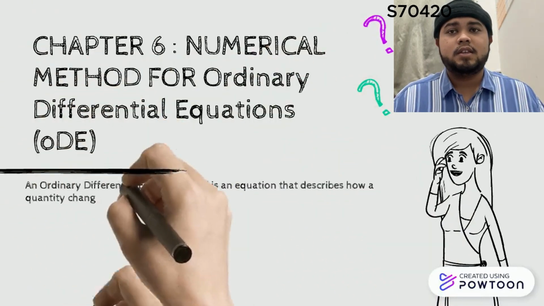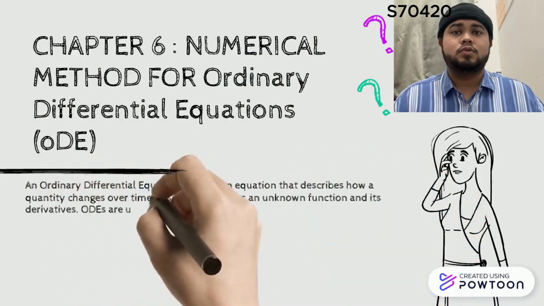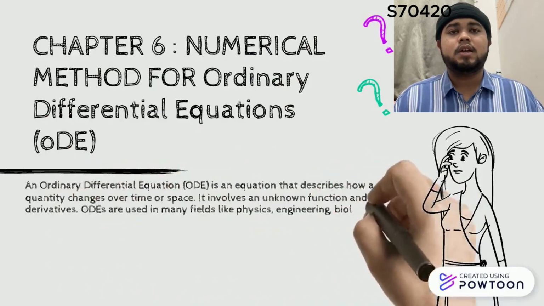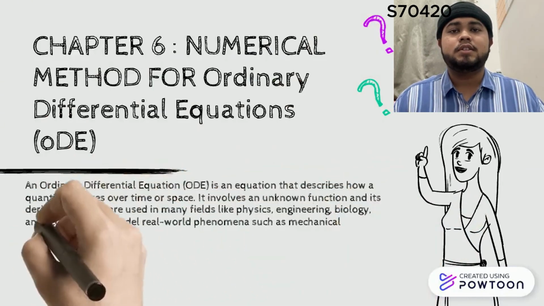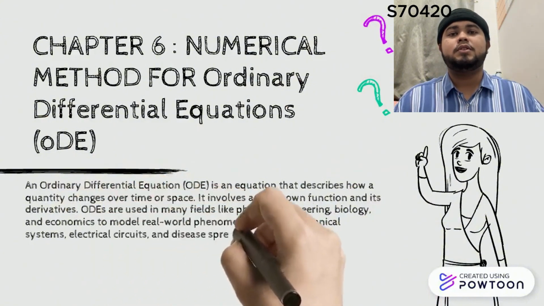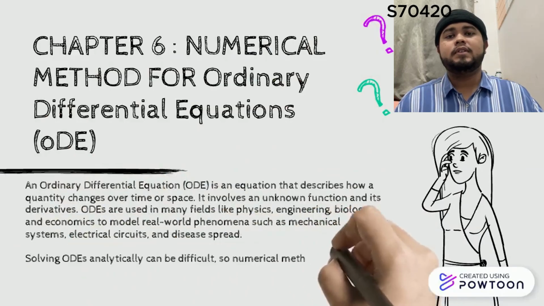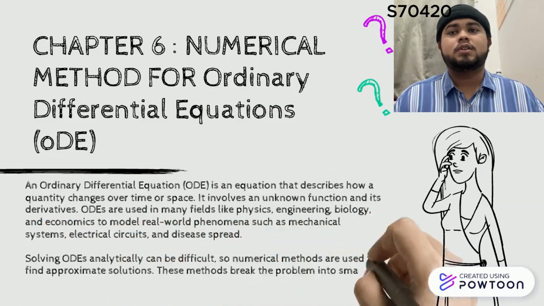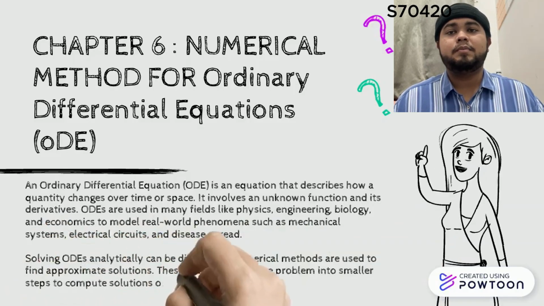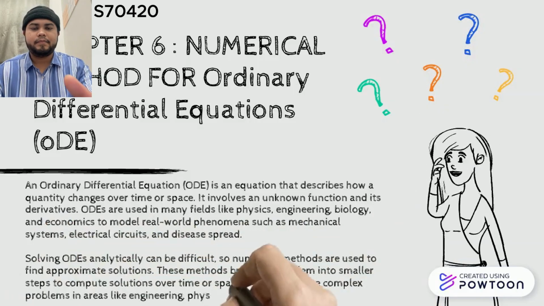Solving ODEs analytically can be difficult, so numerical methods are used to find approximate solutions. This method breaks the problem into the smallest steps to compute the solution over time or space, helping us solve complex problems in areas like engineering, physics, and biology.